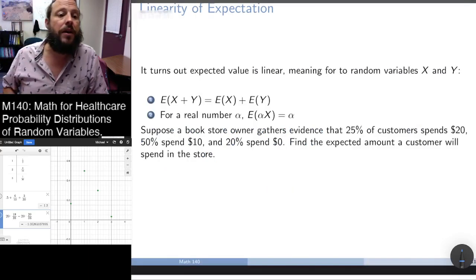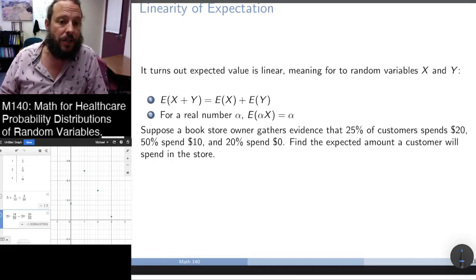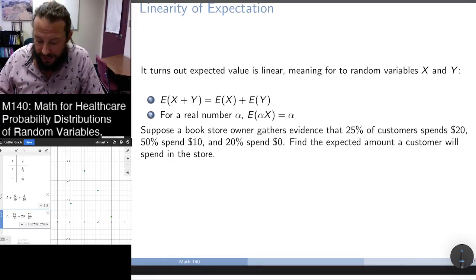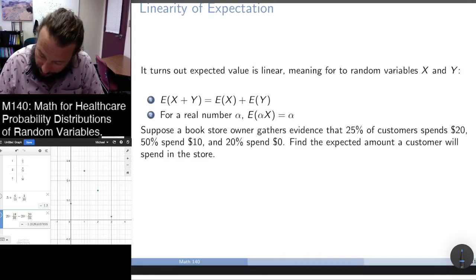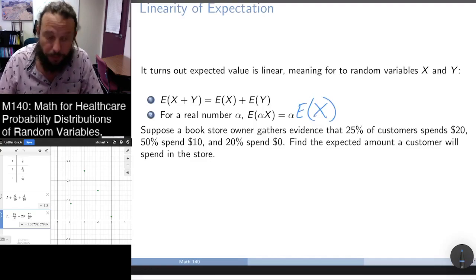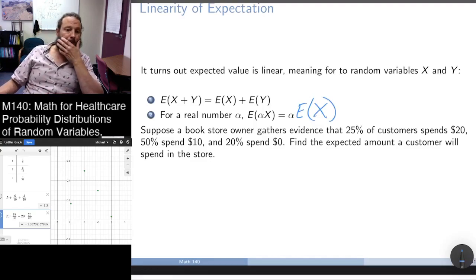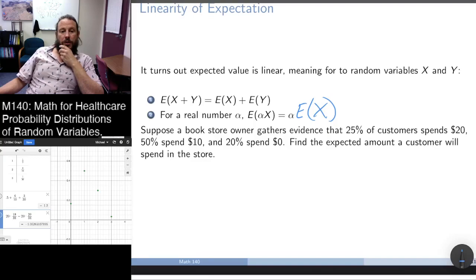Okay, one nice thing about expectation is that it's linear, meaning that for two random variables x and y, the expected value of x plus y equals the expected value of x plus the expected value of y. All right, and for a real number alpha, the expected value of alpha x equals, misprint, that's alpha times the expected value of x. My apologies.